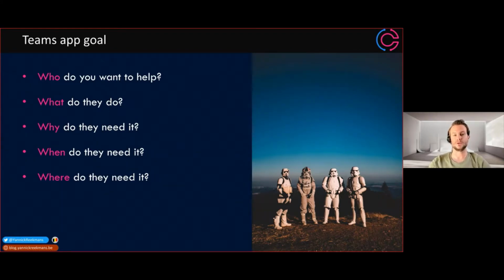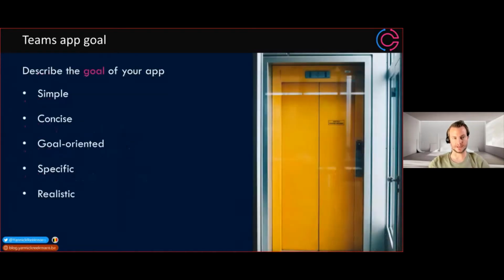So you need to make sure that you know why you're doing this. What's the goal of your application? And you have to describe it. It helps a lot to keep focus when you're doing the development, to describe the goal of your application. And describing this goal, it needs to be simple and concise, goal-oriented and specific, and also realistic. So you're not going to build a big application in 2 days. So if you only got 10 days to build something, be realistic in what you can achieve and still achieve your goal that you set up to try and help out the people that need this custom application.